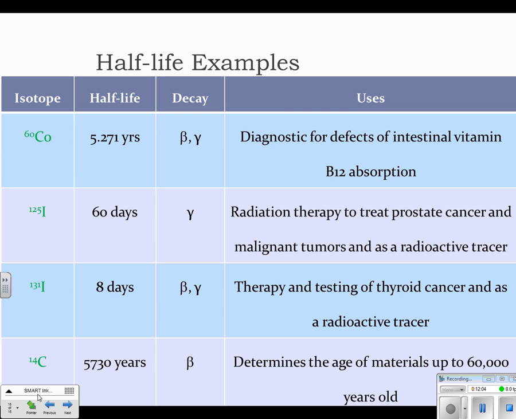So dinosaurs, for instance, we cannot measure how old dinosaurs are with carbon-14, but we can measure things like ancient people, different things like that. We use other radioactive isotopes to date dinosaurs and things beyond 60,000 years. And that's the end of the radioactivity lesson.